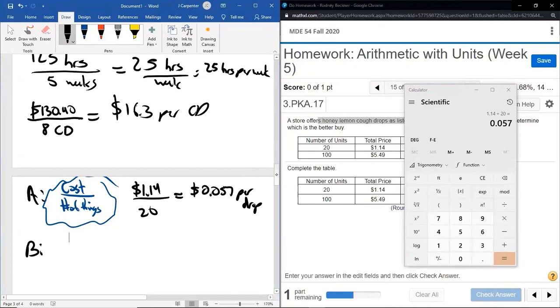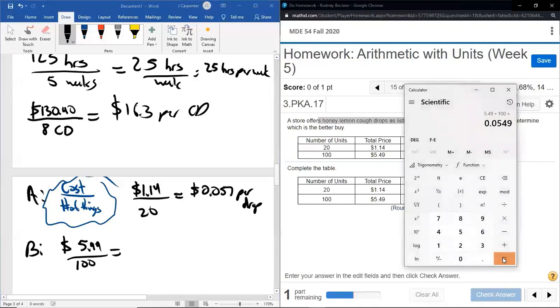So for scenario B, we got 100 drops that cost $5.49. So again, we're doing unit cost. That's what cost analysis is, unit cost. So the total price, which is $5.49, divided by the 100 things, the 100 cough drops. That's $5.49, 5.49 divided by 100.